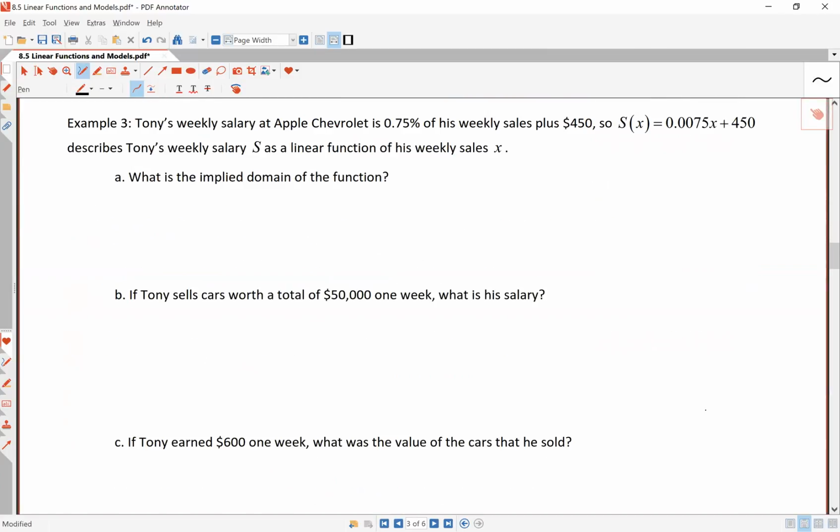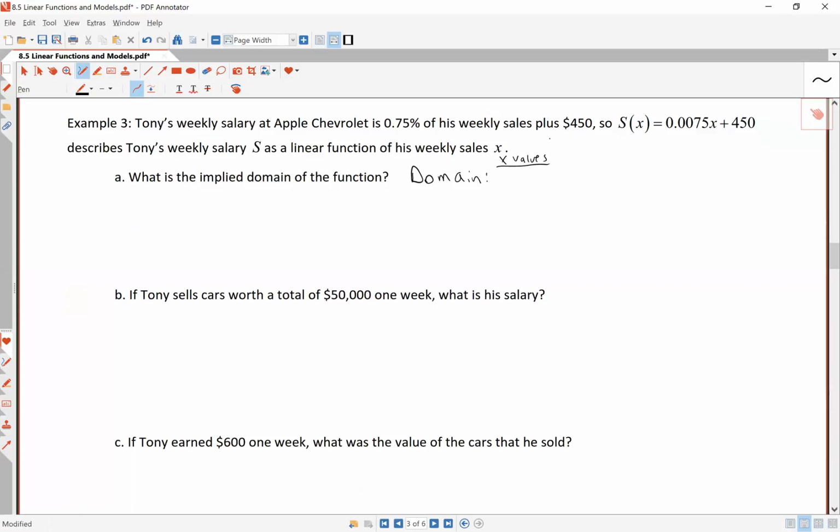Example 3. Tony's weekly salary at Apple Chevrolet is 0.75% of his weekly sales plus $450. So the function s of x equals 0.0075x plus 450 describes Tony's weekly salary s as a linear function of his weekly sales x. What is the implied domain of the function? The domain is the set of x values that makes sense for us to put into the function.